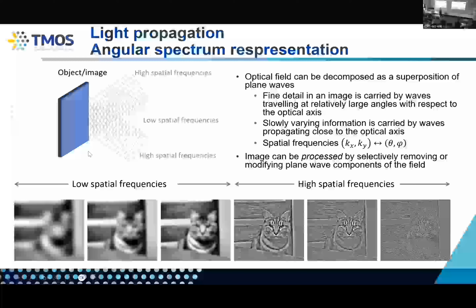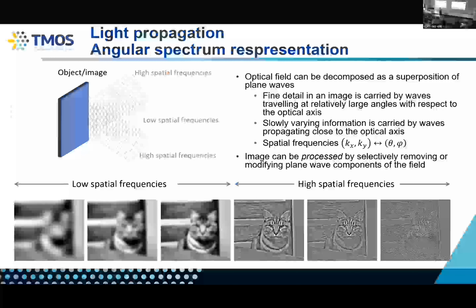Okay. Imagine you've got some sort of optical field that carries information about an object propagating through space. And using an angular spectrum decomposition, we can consider that field as being a decomposition into plane waves traveling in different directions with respect to the optical axis. And the amplitudes of these plane waves are related to the Fourier transform of the optical field that is being decomposed. Now, the directions of these plane waves are related to the type of information that they carry.